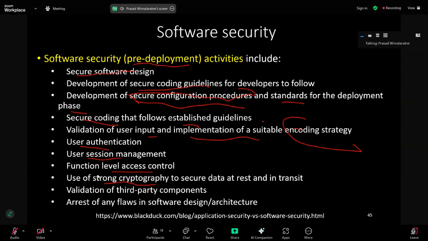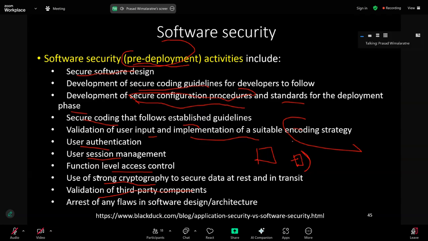Yeah, so these are the activities we do as pre-deployment security activities, which includes the whole list, including validation of third-party building blocks. Sometimes we build a piece of software and you integrate with a third-party building block, and this can introduce security vulnerabilities. So we need to look at that as well.